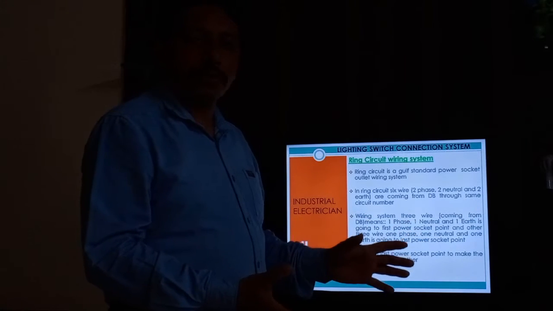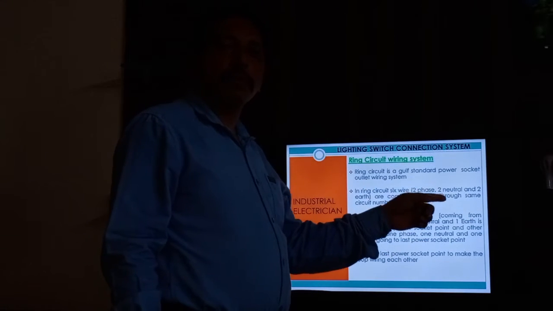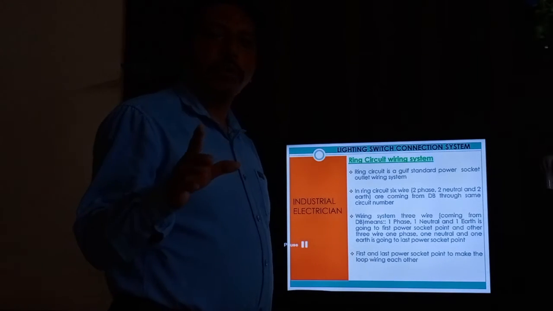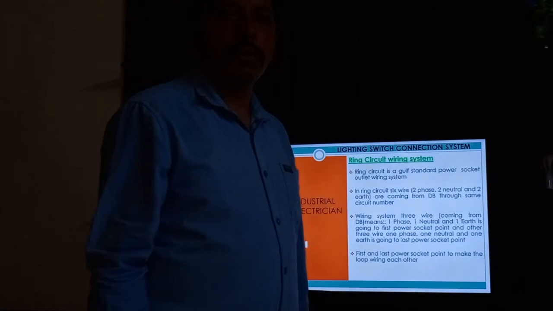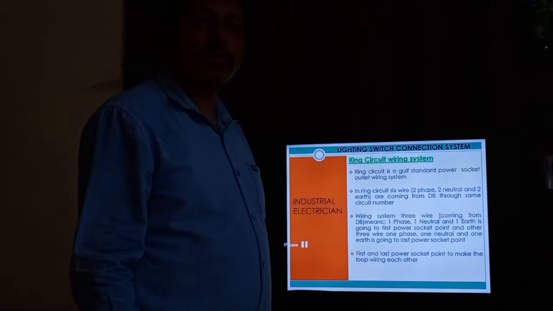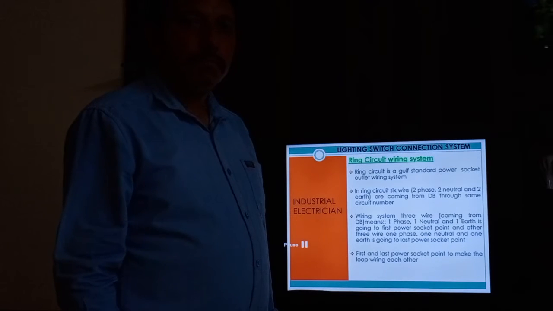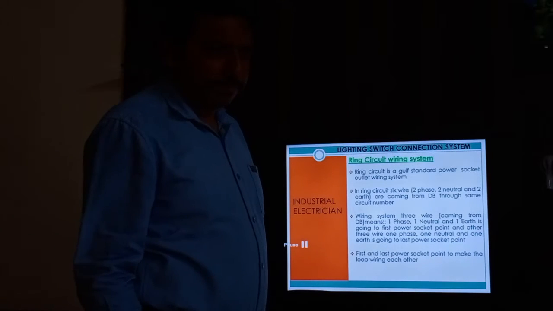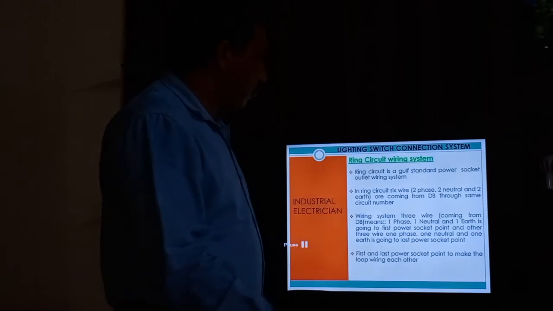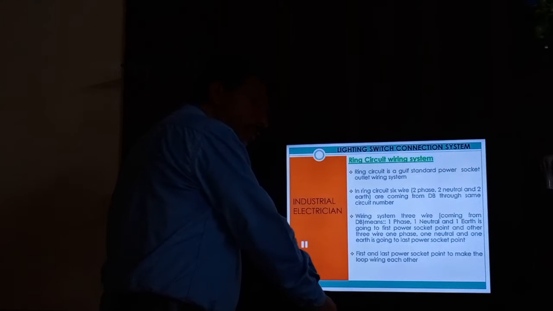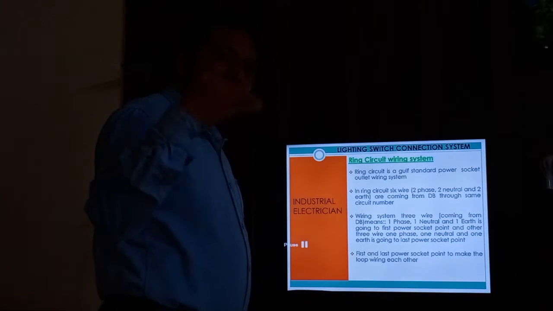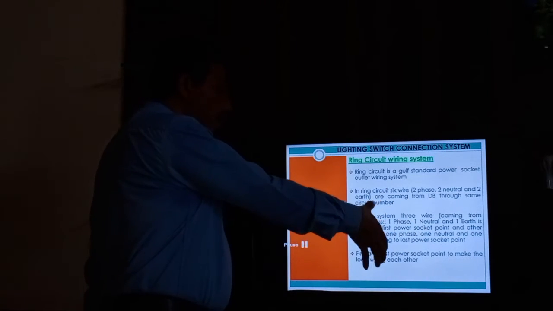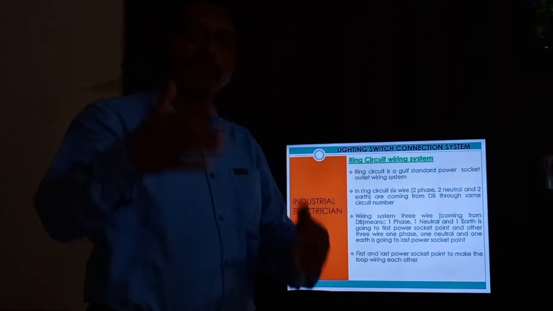First and last point. Number 1, number 2, number 3. How many power socket points are there? One ring circuit is allowed up to 6 power socket points. So at number 1, 3 wires go, and at the last, number 6, 3 wires go. This means between the first and last we can make the looping system.